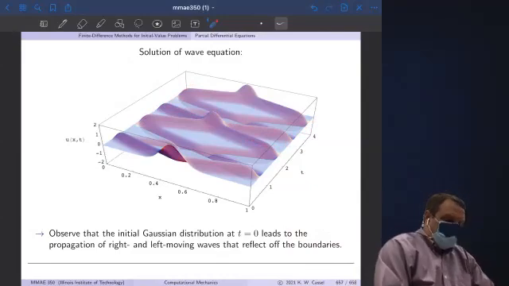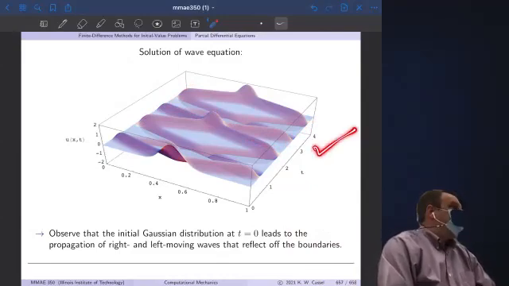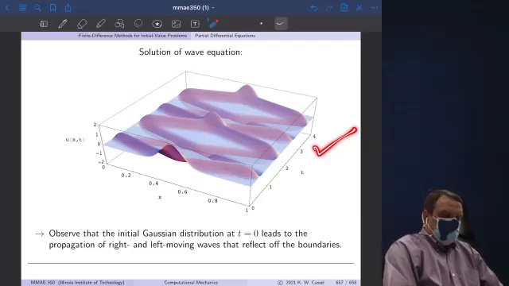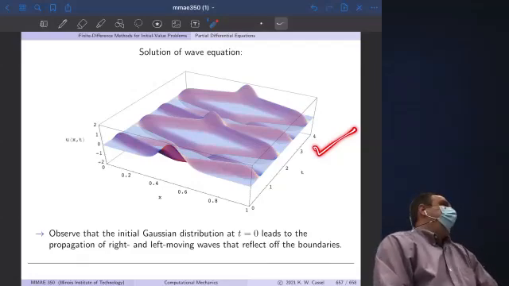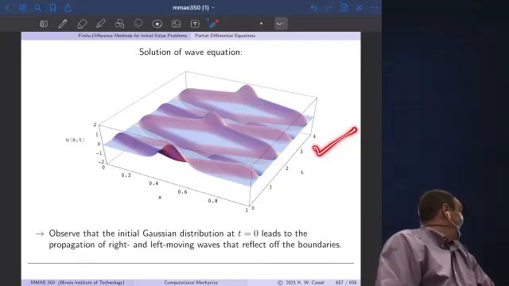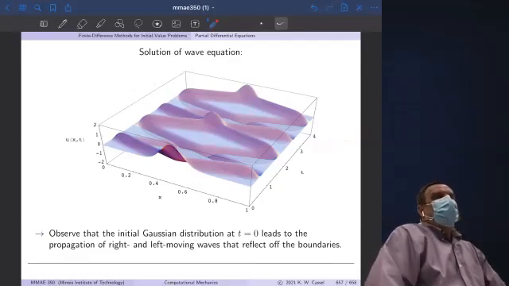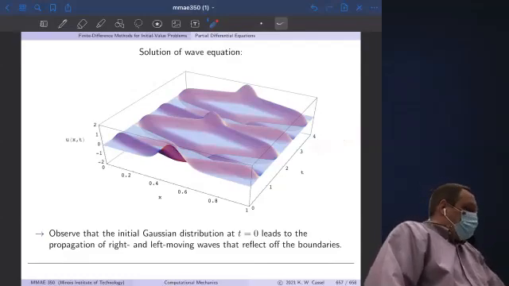Obviously, that's a very different behavior than the 1D unsteady diffusion equation, where the only difference is the time derivative is first order instead of second order. Okay, any questions about anything?